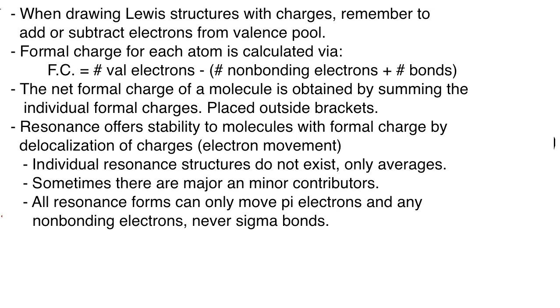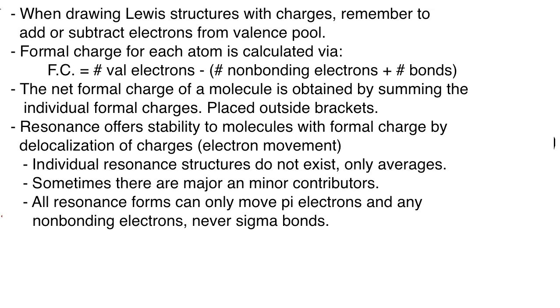All right, a couple points you want to remember with resonance. Number one, individual resonance structures do not exist. It's only averages, or sort of a smearing out and delocalizing of all of those resonance structures. Now, sometimes you can have major and minor contributors. Remember, this is based on electronegativity. So if I have a negative charge, the major contributor should be the most electronegative atom, and then vice versa. If I have a positive charge, it's going to be the more electropositive or donating atom that I'm looking at.